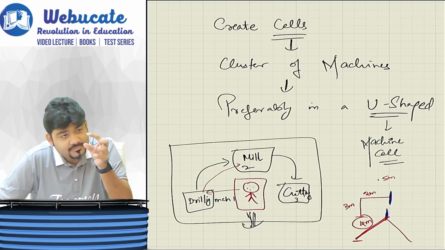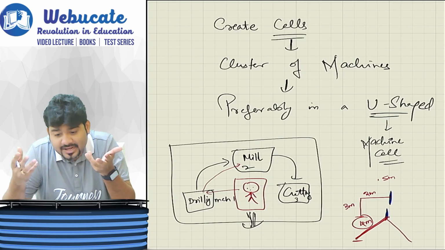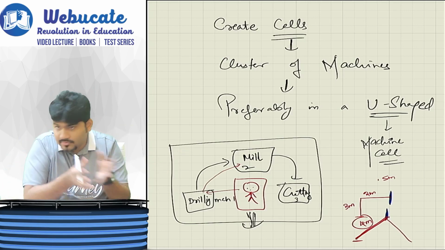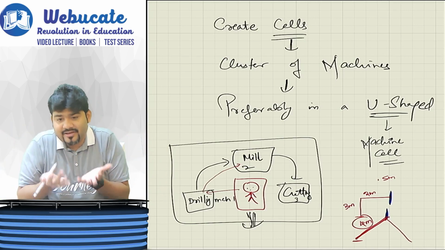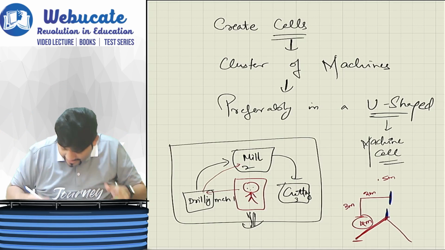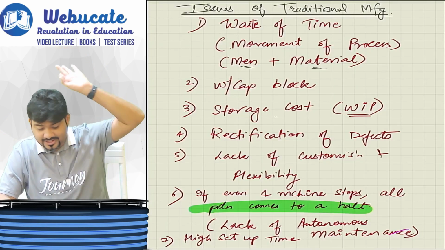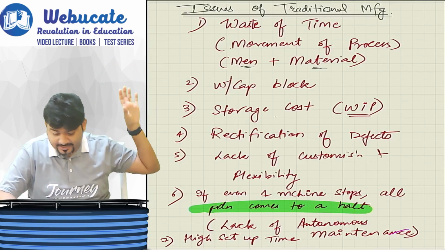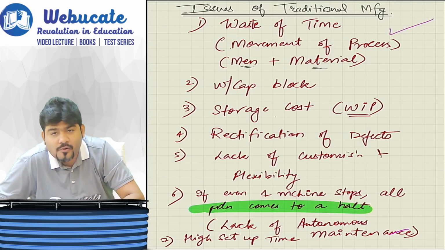So the movement of men or material will be minimized. This person himself will take it, and it's in the same cell. It's like a cabin that is given. So within that cabin, from the milling department you will take it to the cutting department. Waste of time, movement of process, men, and material will be reduced to a greater extent, and yes, this issue is resolved.